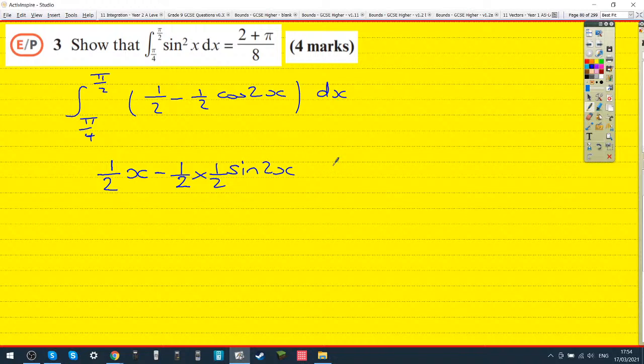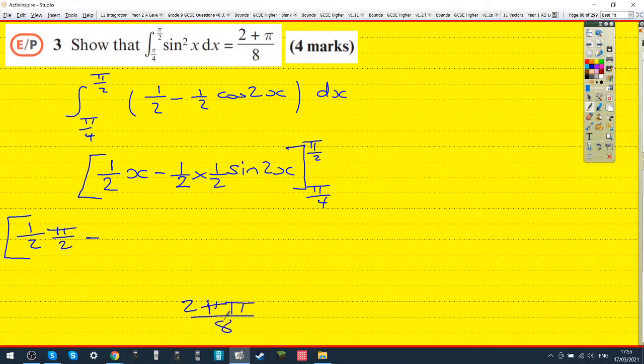Now can we sub in the definite numbers? Yep. So you would sub in the pi over 2 and the first bracket, and then minus the sub in of pi over 4. And then that should give you the 2 plus pi all over 8. And I would simplify a half times a half to be a quarter, just to make your life a bit easier. All right. Any questions there?